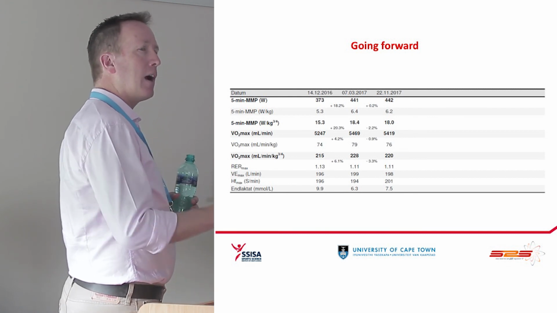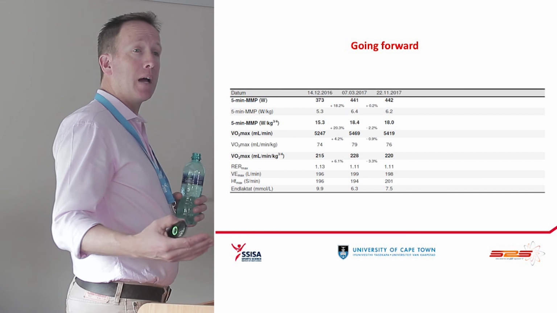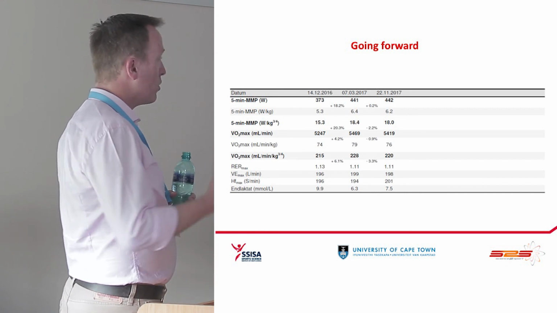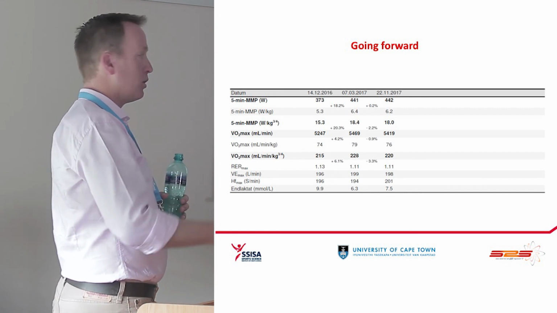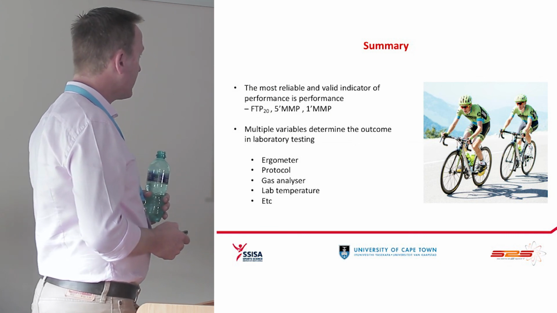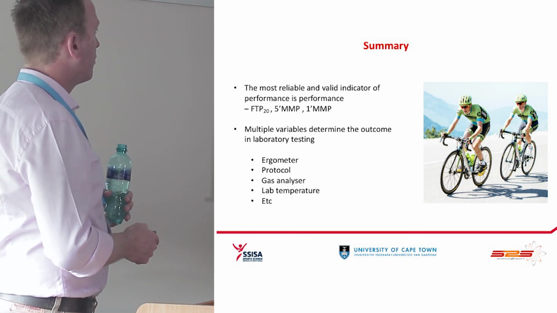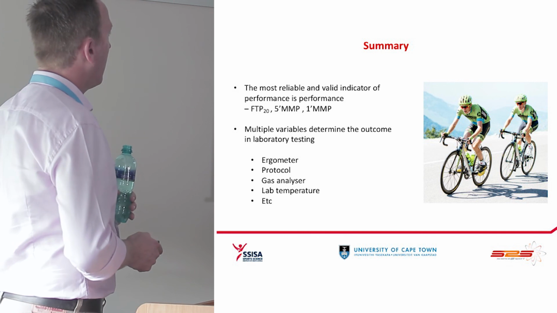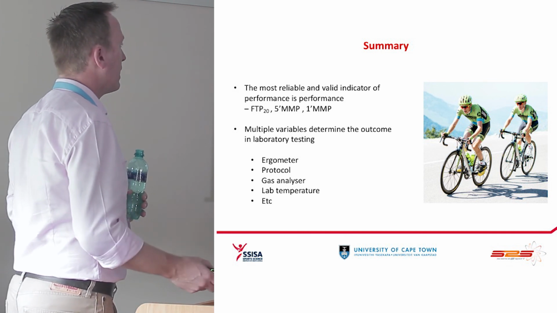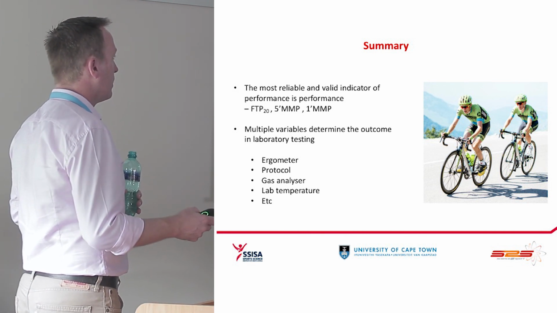And doing them in a controlled environment like a lab, and you can actually do them now well on an ergometer like a Kicker, or you can do them on a treadmill, or if you want to, you can do them out in the field. Right? So the most reliable and valid indicator of performance is performance. So I think we should do 20 minute, 5 minute, and 1 minute MMPs regularly.